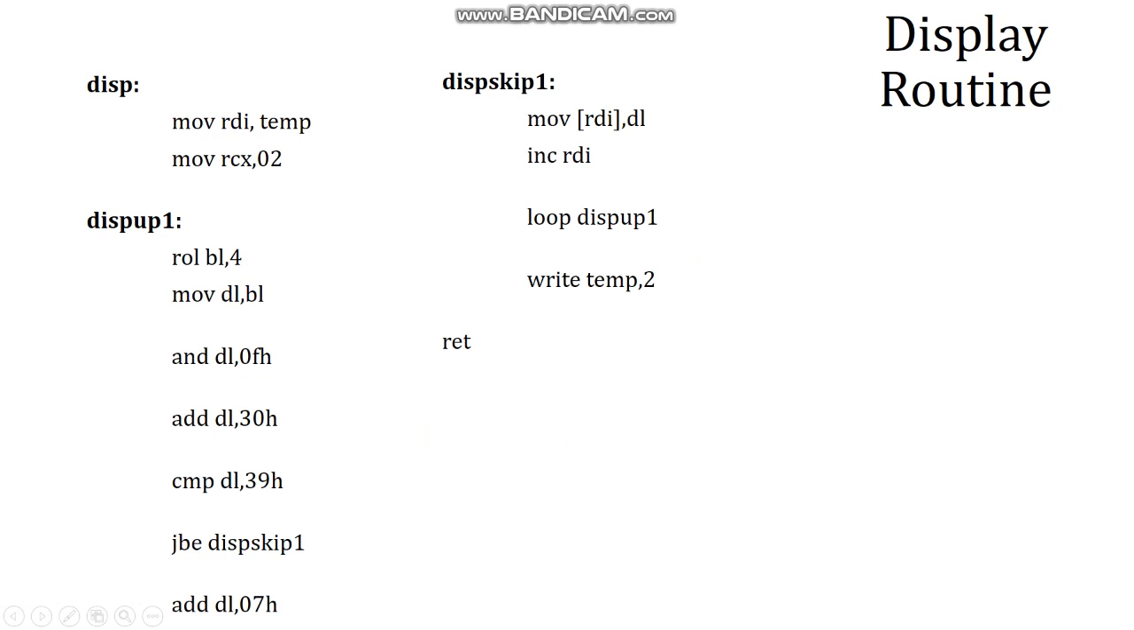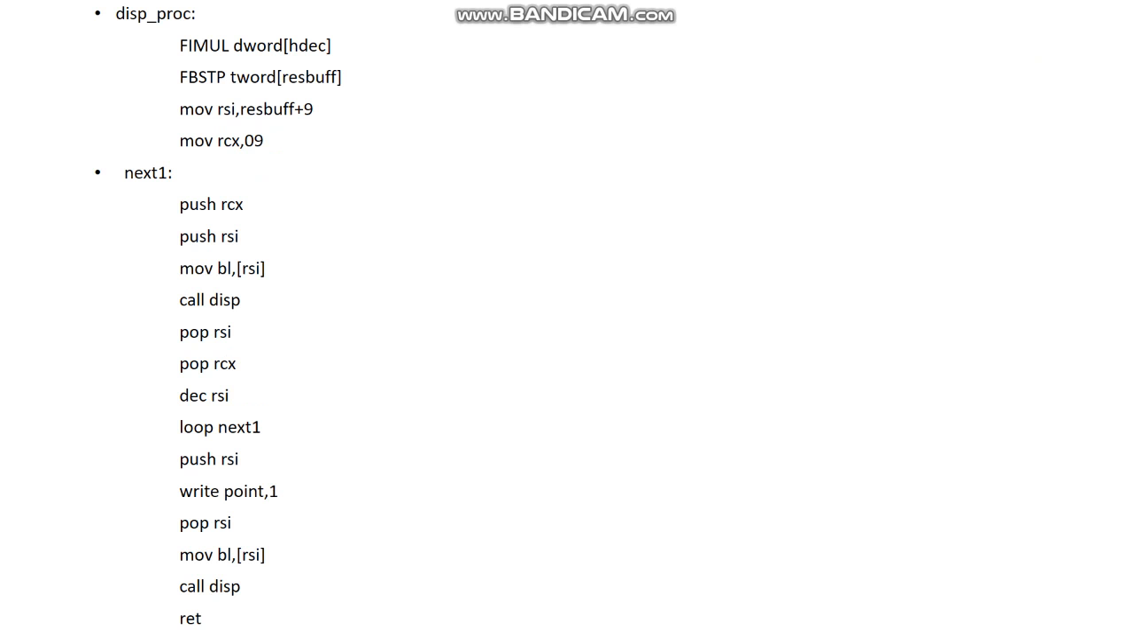In this fashion, this display routine is executed 2 times because the value of the counter is 2. Then whatever value is generated goes into RDI, and as RDI is pointing to temp, here we are printing the value of temp. This particular routine is executed 9 times. That means this routine is responsible from next one up to loop next one.